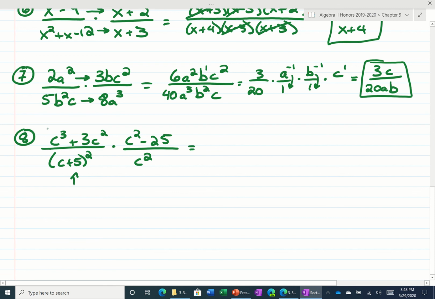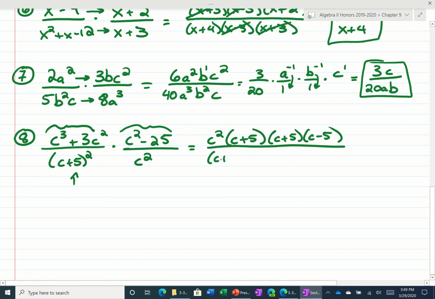So I could take out a GCF here of c squared, and then I get c plus 3. I'm going to be multiplying that with this difference of perfect squares, c plus 5 times c minus 5. Then on the bottom, I'm going to write c plus 5 squared twice, just to make it easy for me, and then times c squared. Well, these c squareds cancel. One of these cancels with one of these, one of these cancels with one of these. When it's all said and done, we just get c minus 5.